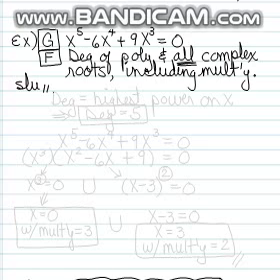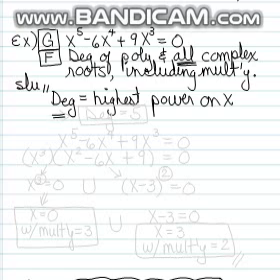So first I'm going to start by identifying the degree. The degree in general for a polynomial will be equal to the highest power on the variable. So in this case it's on x. So that implies that the degree of this polynomial is equal to 5. It's a fifth degree polynomial.